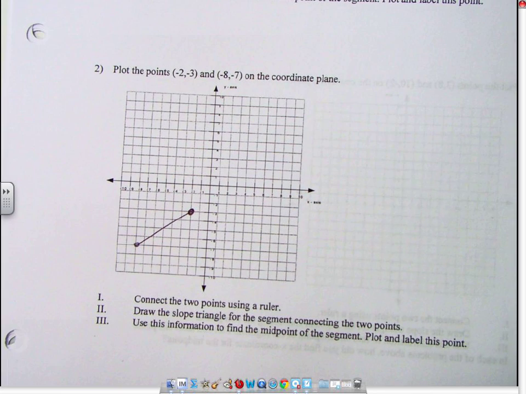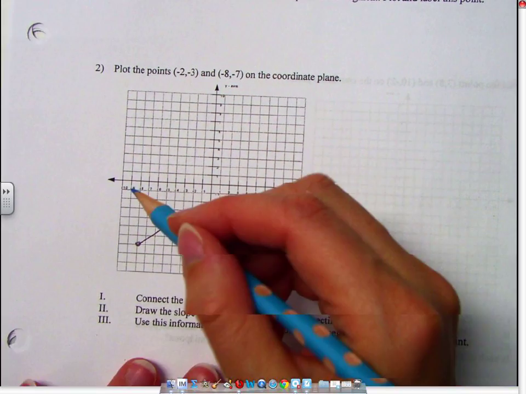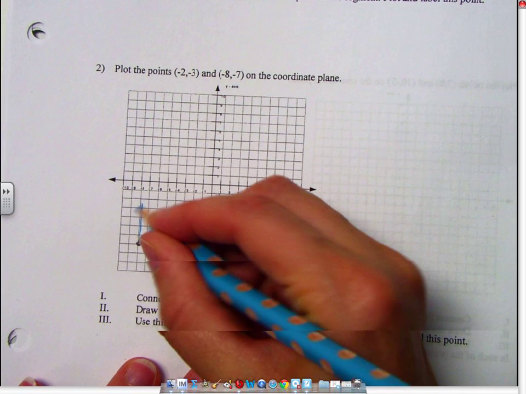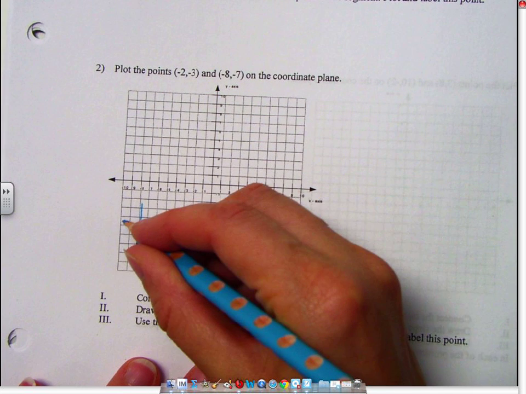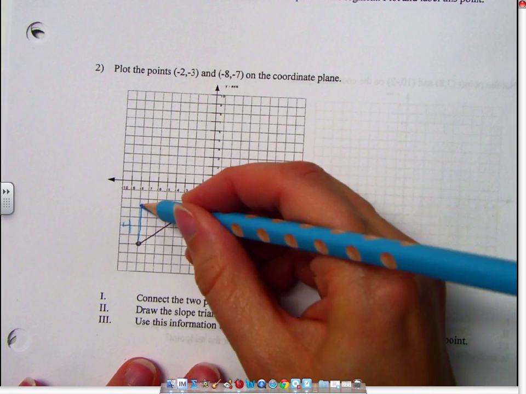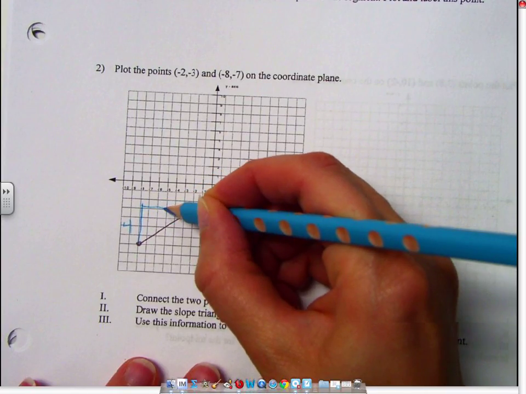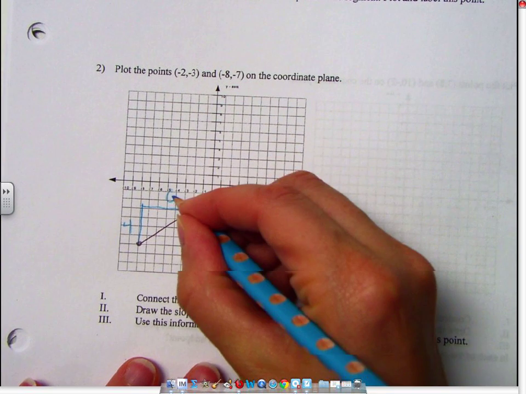Then I'm going to take a colored pencil. I like to use a different color so that I don't get them mixed up with the previous one. I'm going to go up 1, 2, 3, 4. And I'm going to go over 1, 2, 3, 4, 5, 6.